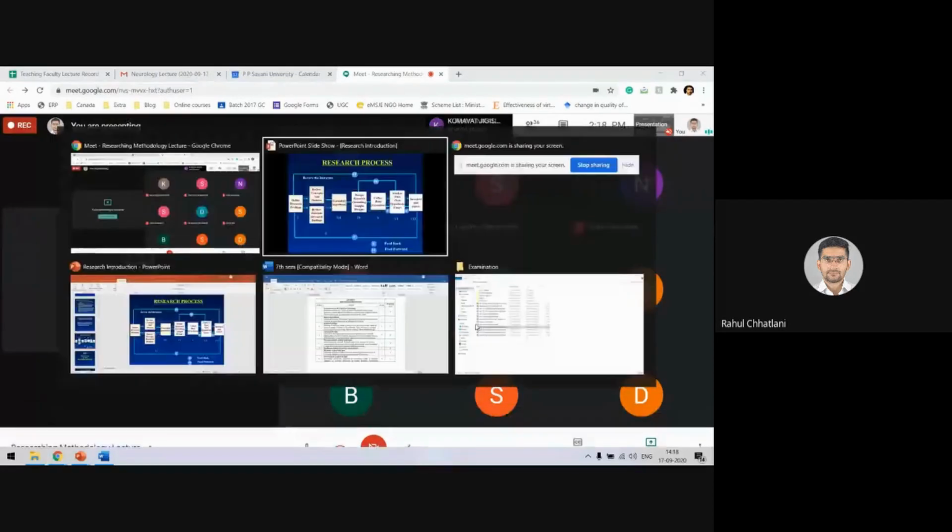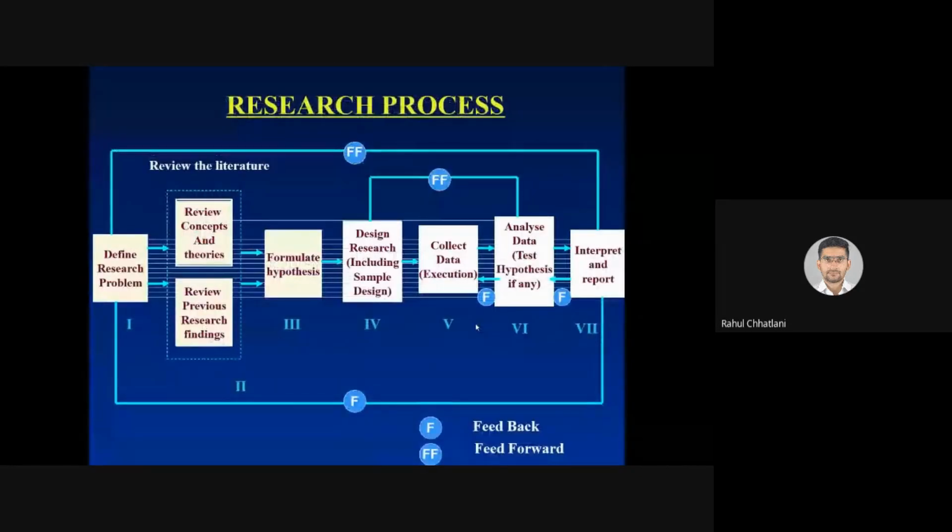We are going to start with the same research problem and research process. Yes, so the first thing in the research process that we are going to discuss is defining the research problem. Why do you wish to do research? What is the need of the research? What is the question that will help you frame the research process?